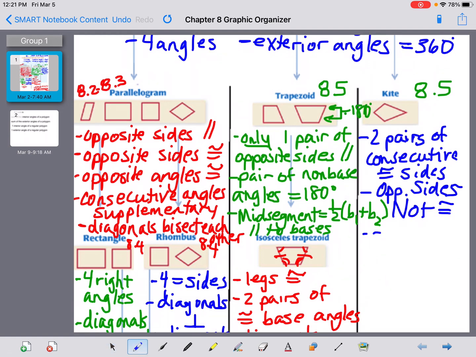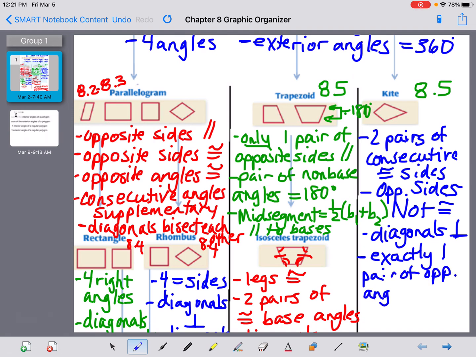The diagonals are perpendicular. Okay, so that's super important because it allows us to make those right triangles and find some things out. We have exactly 1 pair of opposite angles congruent. Okay.